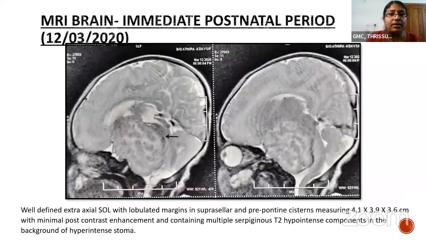The MRI brain, which was taken in the immediate neonatal period, showed a well-defined extra-axial space-occupying lesion with lobulated margins in the suprasellar and prepontine cisterns, measuring 4.1 x 3.9 x 3.6 centimeters, with minimal post-contrast enhancement and containing multiple serpiginous T2 hypointense components in the background of hyperintense stroma.